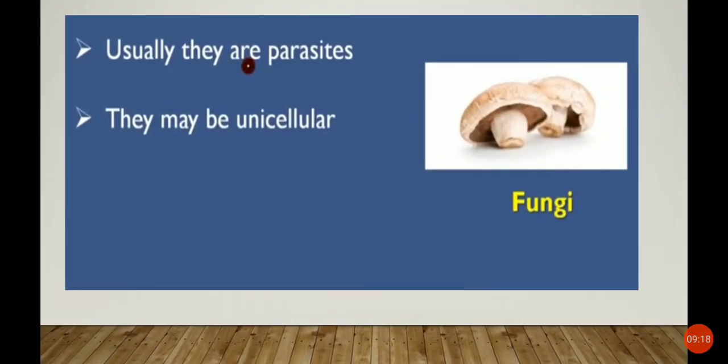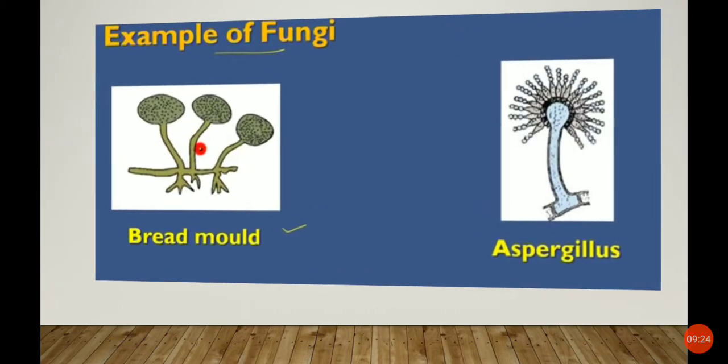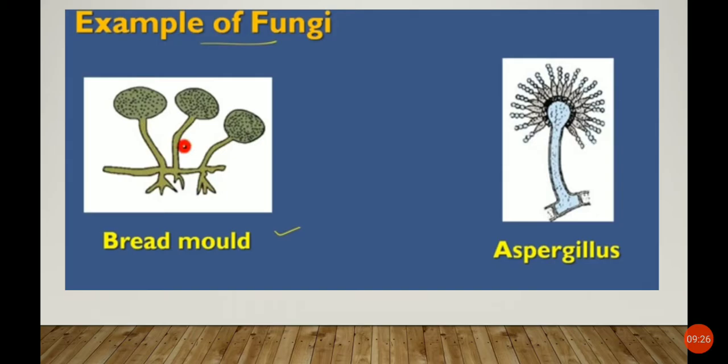And usually they are parasites. They may be unicellular also. And examples for fungi are bread mold and Aspergillus. Now you can watch some of the videos about these three microorganisms for better knowledge and a brief description.